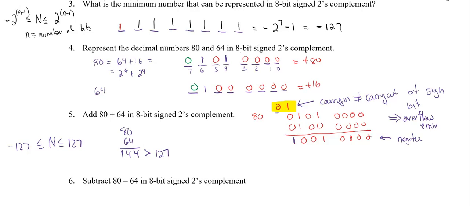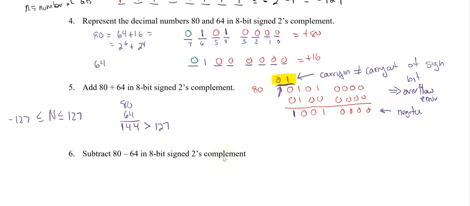How do we catch an overflow error? We catch it by detecting that the carry in is not equal to the carry out of the sign bit. If we try to subtract them, we should be able to subtract them without an overflow error. So this was our 64, and we added them. If we want to subtract them, again, we'll put in our 80. That's our 0, 1, 0, 1, 0, 0, 0, 0.